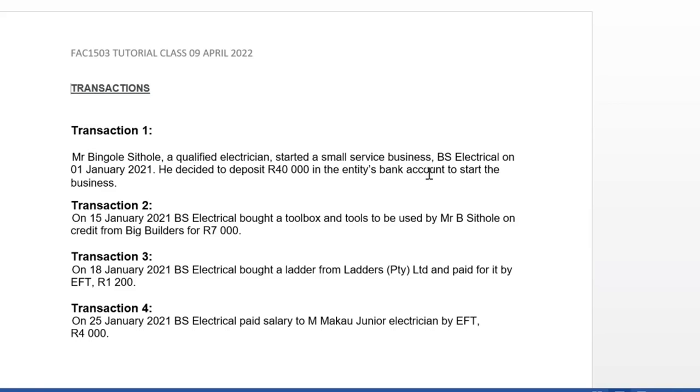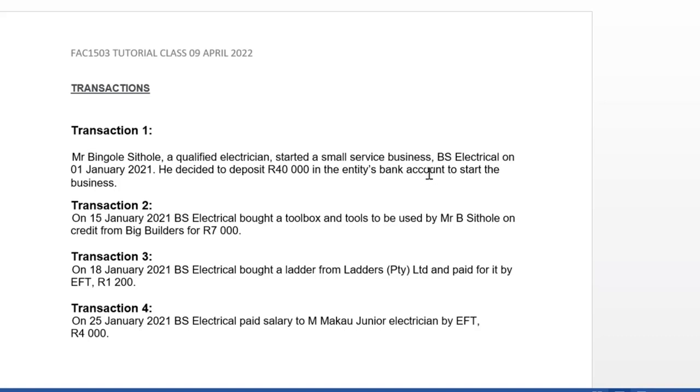That will be the source document for this transaction. So for transaction number four, guys, what is the source document? On the 24th of January 2021, BS Electrical paid salary to M. Magau, junior electrician, by EFT 4,000 Rand. What is the source document for transaction number four? I'm going to choose one person randomly to answer that question. I'm going to ask Mohadi. Mohadi, please just comment on the chat. What do you think will be the source document for transaction number four?